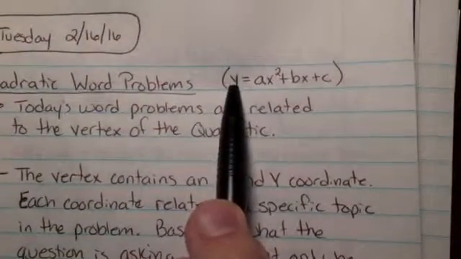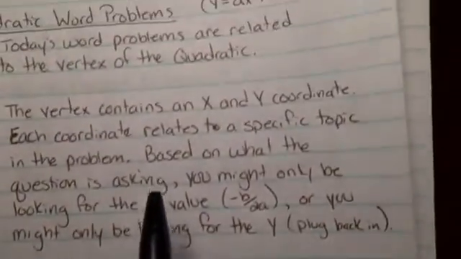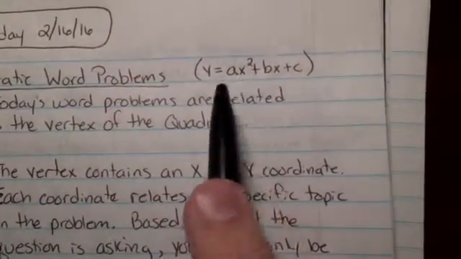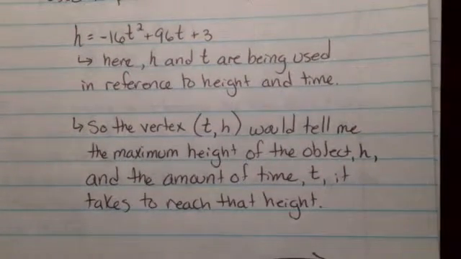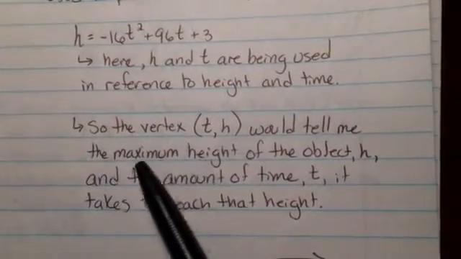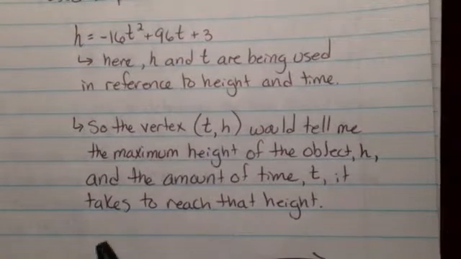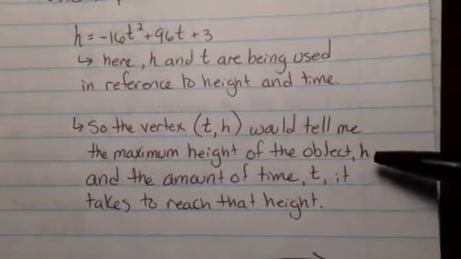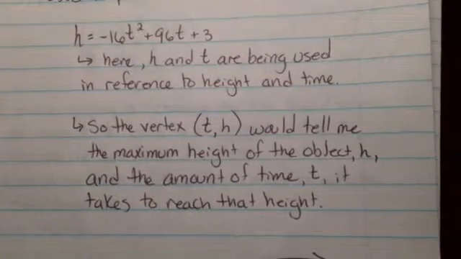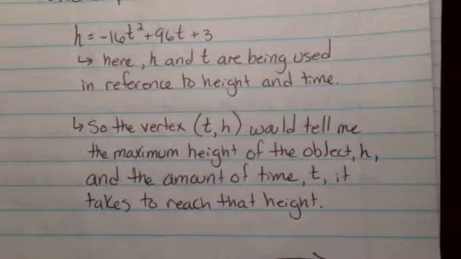The y value. So the h would have represented the y value, while the t, the one that's in the function, would relate to the x value. So the vertex would be represented by t first and then the h in place of x and y. And that would tell you the maximum height of the object, the h, and then also the amount of time that it takes to get to that maximum height.